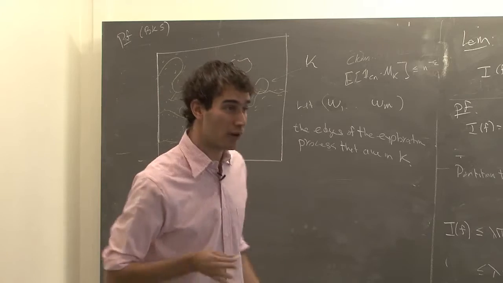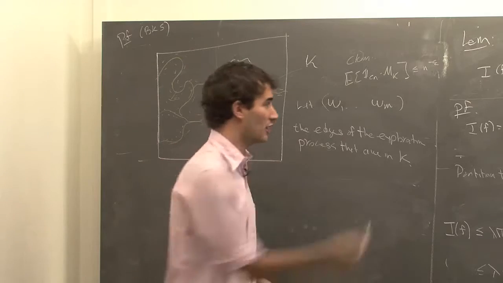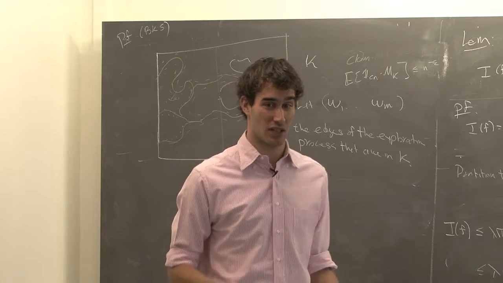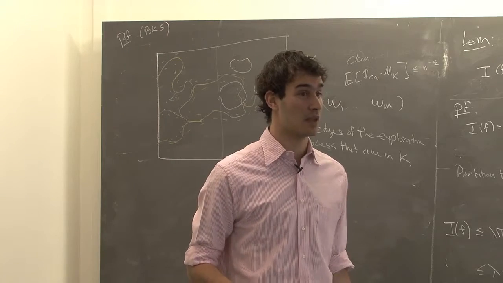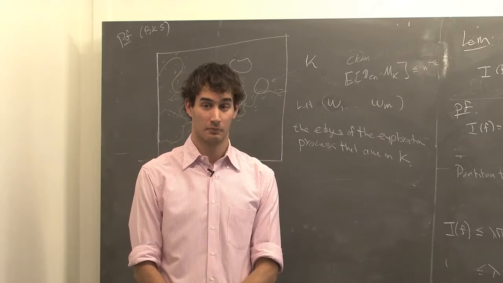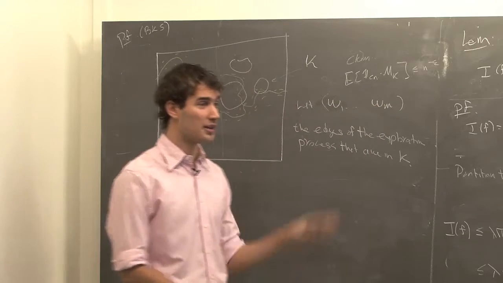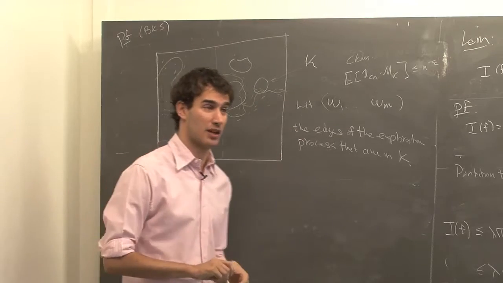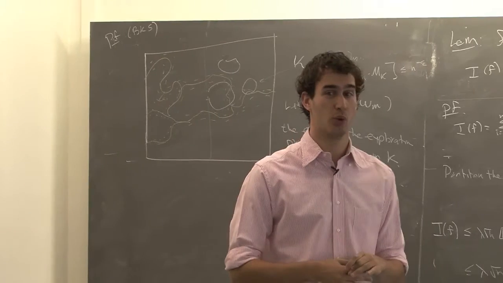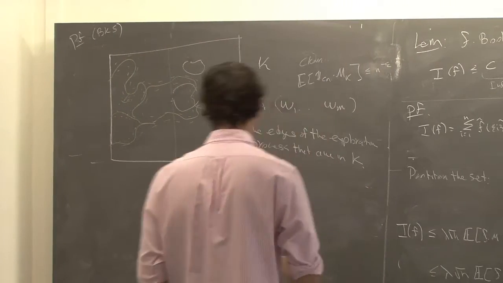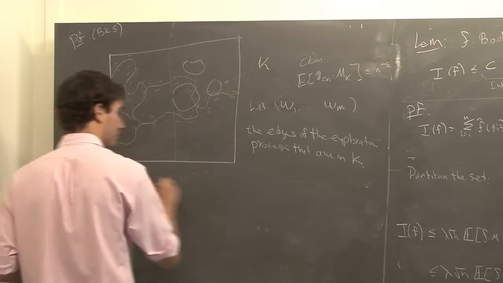Now notice that even conditional on that exploration, this is an IID sequence. Every time I step on an edge, it's equally likely to be open or closed. So this is an IID Bernoulli 1/2 process. And it is all the edges in K. Okay, so our strategy right now is to start looking at events and ruling out some bad events. I have two bad events I'm interested in.